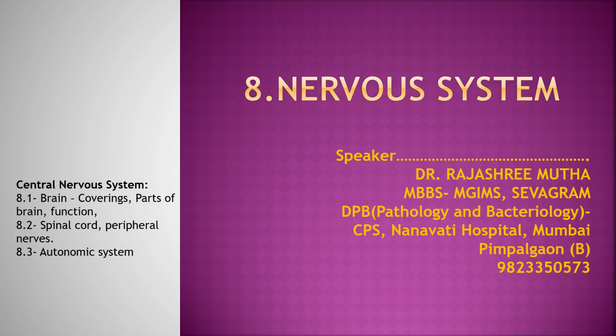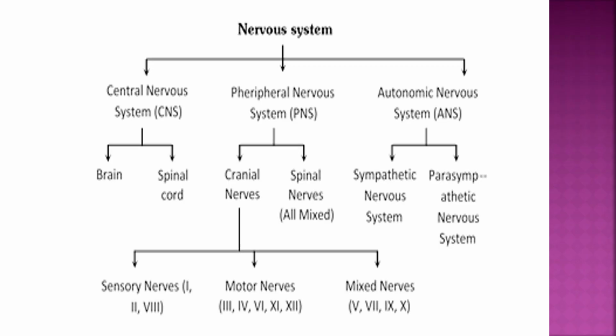So today we are going to study the nervous system. So this is the basic structure or parts of the nervous system. The nervous system is mainly divided into three parts, that is central nervous system, peripheral nervous system and autonomic nervous system. The central nervous system is mainly of two parts, that is brain and spinal cord. Peripheral nervous system mainly contains nerves which arise from the brain and spinal cord, so cranial nerves and spinal nerves. And the autonomic system is composed of sympathetic nervous system and parasympathetic nervous system.